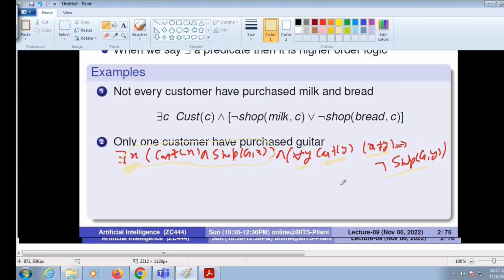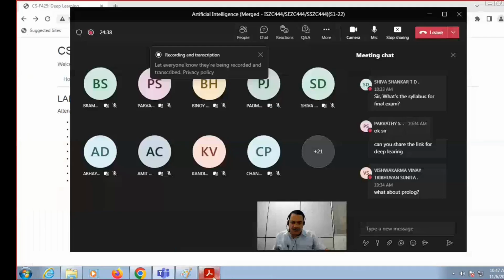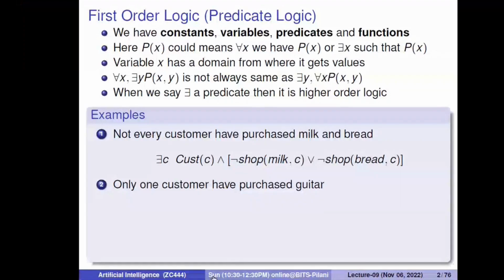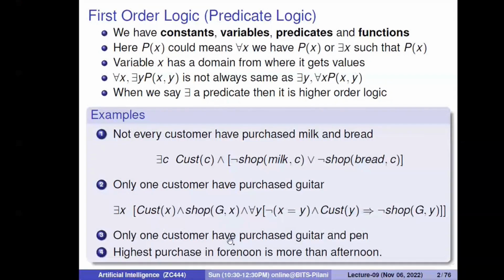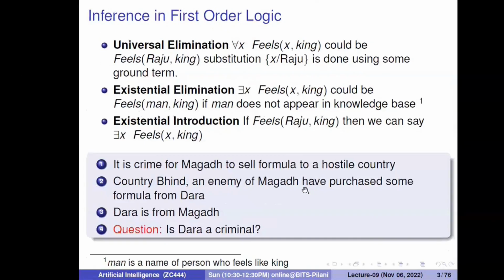Okay, so some of the things are here. Just try by yourself to write something. For example, only one customer has purchased guitar and pen. How can you write like this? Highest purchase in forenoon is more than afternoon. If you want to write this statement, you have to define what is forenoon using predicates, and then you define the appropriate predicate and go ahead with that. Okay.